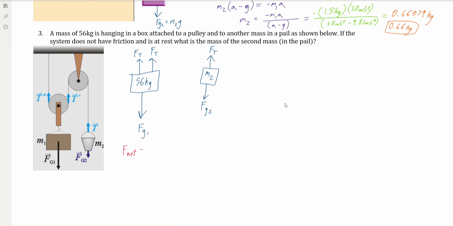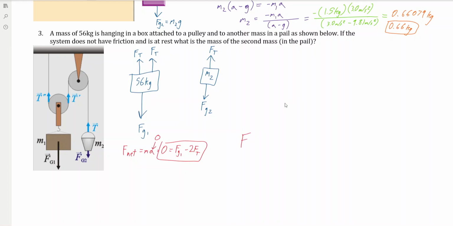F net equals MA. Well, if we know A is 0 because it is at rest, not moving, that means F net equals 0, and it equals all the forces added together. So FG1 minus 2FT, or FT plus FT is fine. So whichever way you'd like. So because of this part, we can rearrange it, which is really nice. I'll get to that in a moment.